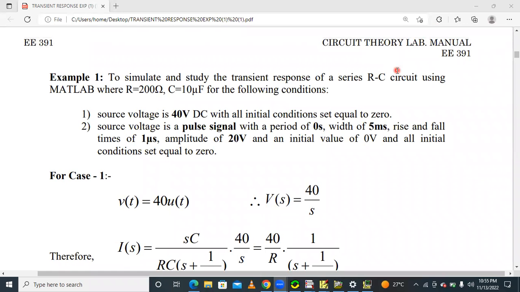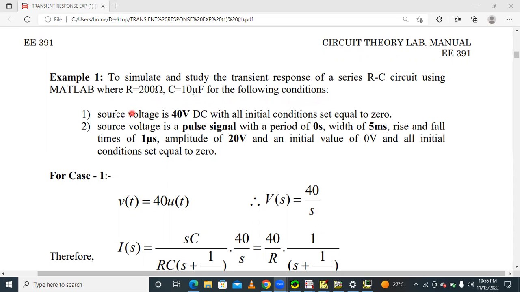Transient analysis. In this transient analysis, for example, this is one question. We have to verify the results by using PSPICE. In this example, we simulate and study the transient response of a series RC circuit using MATLAB or PSPICE. I will execute it using PSPICE, where R is equal to 200 ohms and C is equal to 10 microfarads for the following conditions.